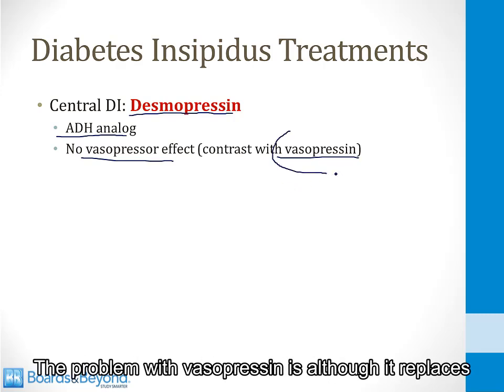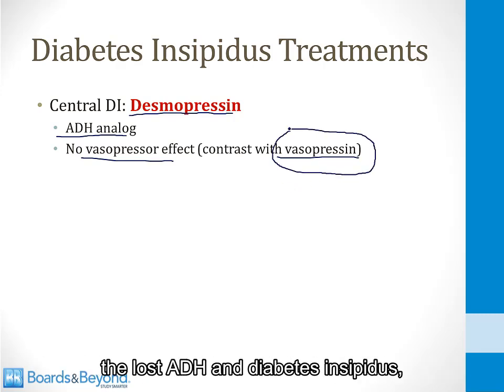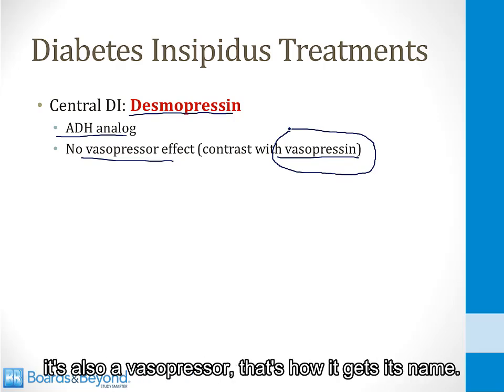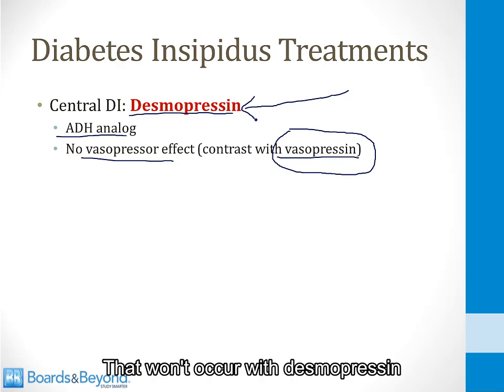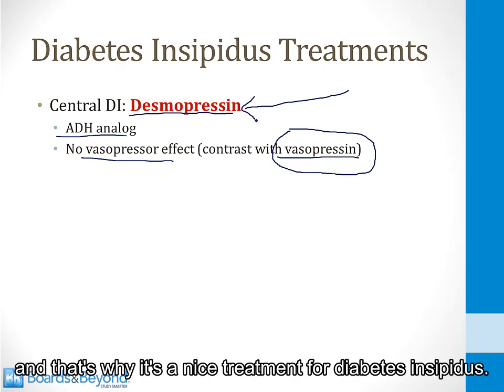The problem with vasopressin is although it replaces the lost ADH in diabetes insipidus, it's also a vasopressor. That's how it gets its name. So it will constrict the blood vessels and raise the blood pressure. That won't occur with desmopressin, and that's why it's a nice treatment for diabetes insipidus.